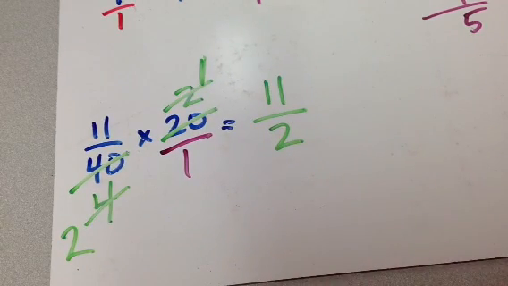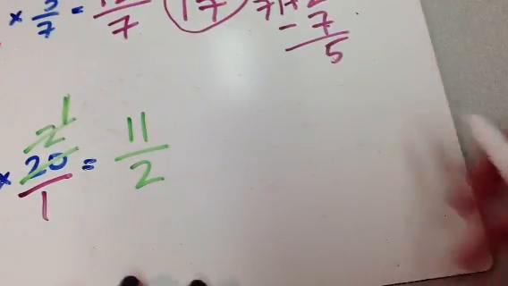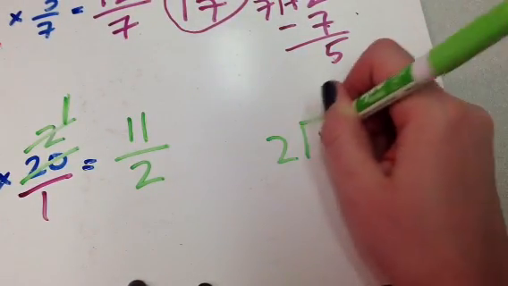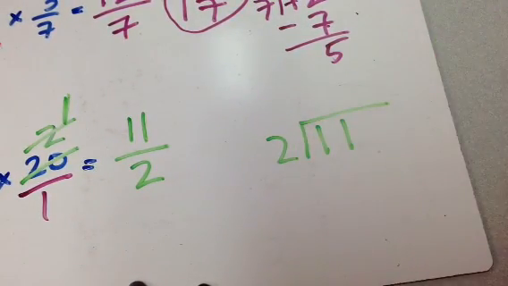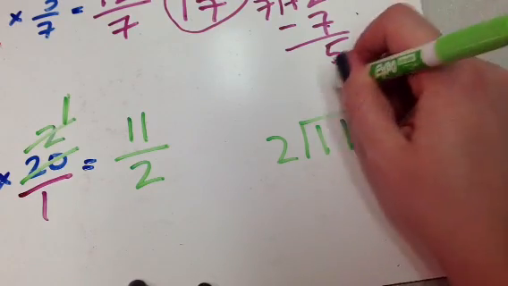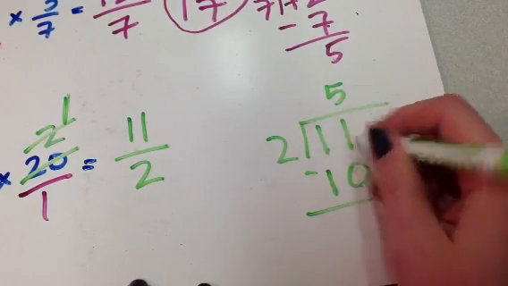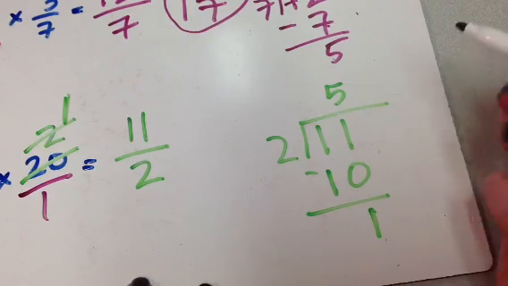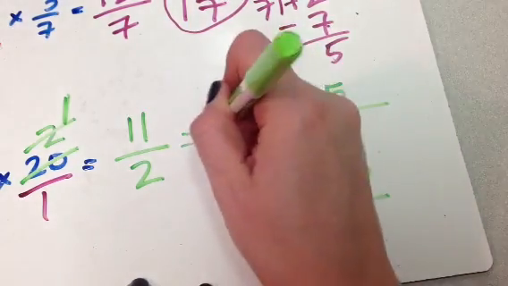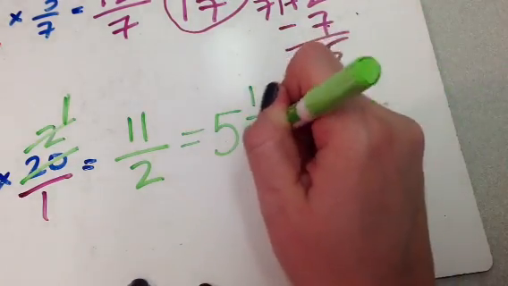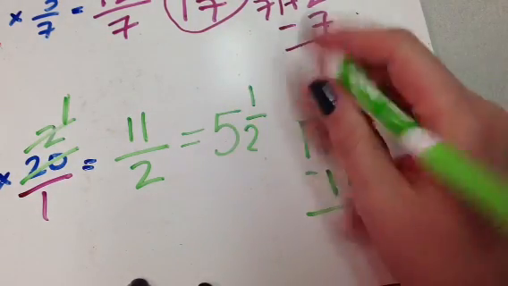11 over 2. Question 1, is that proper? And again, no, it's not. So I have to come over here, divide my bottom number into my top number. 2 can go into 11 5 times. 2 times 5 is 10. I'm going to subtract and find my remainder. So what this tells me is 5 and 1/2. I'm going to scooch that 2 over just a little bit.